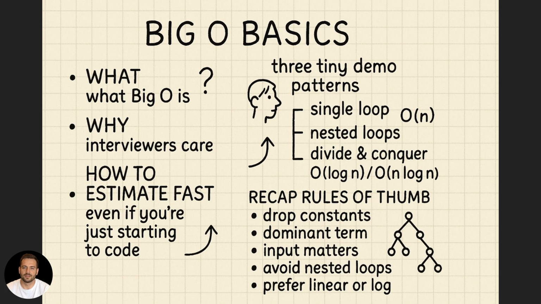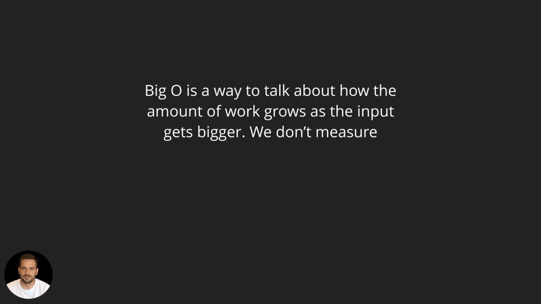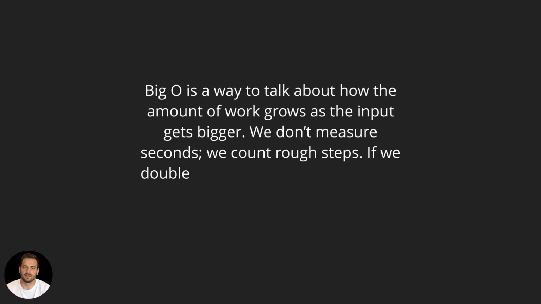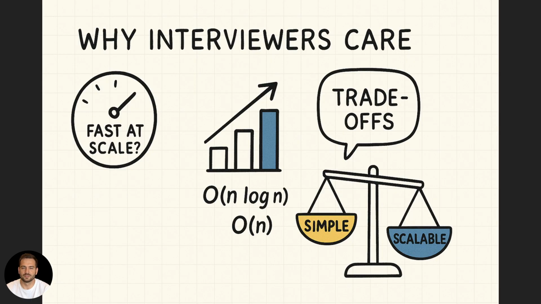Let's rephrase Big O in plain English. Big O is a way to talk about how the amount of work grows as the input gets bigger. We don't measure seconds, we count rough steps. If we double the input, do we do the same work, a little more, or a lot more? That's it.